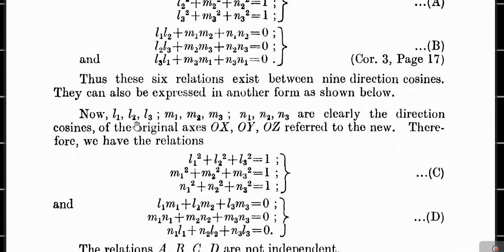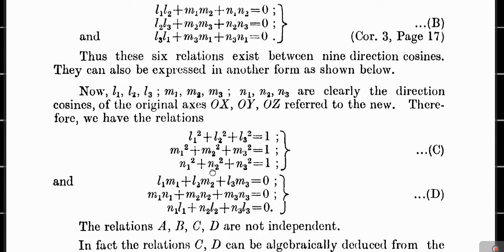So as these are the direction cosines of a line, therefore sum of its squares is equal to 1. Therefore we have L1 square plus L2 square plus L3 square equal to 1. Similarly, M1 square plus M2 square plus M3 square equal to 1 and N1 square plus N2 square plus N3 square equal to 1. Again, as these three lines are perpendicular to each other, therefore sum of products of their direction cosines is equal to 0.